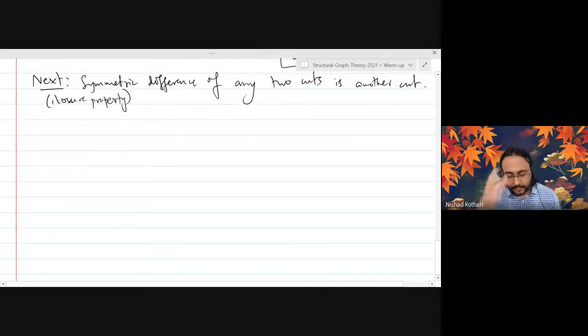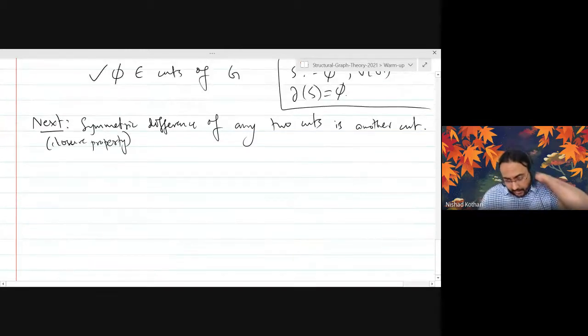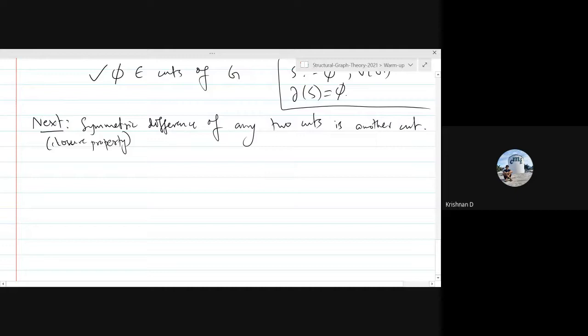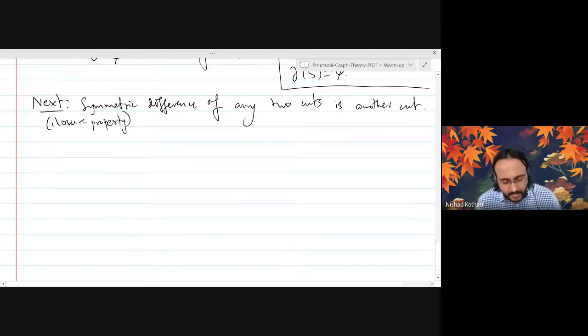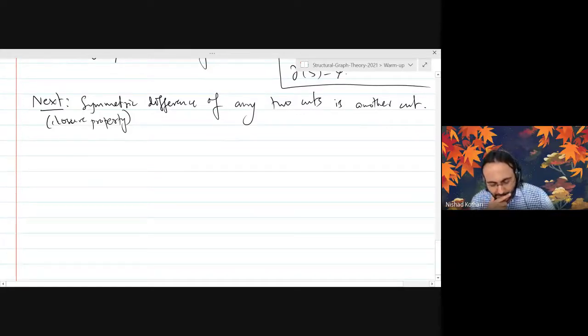We had shown this for even subgraphs also, as you might recall. The symmetric difference of any two even subgraphs is another even subgraph. So how shall we show this?